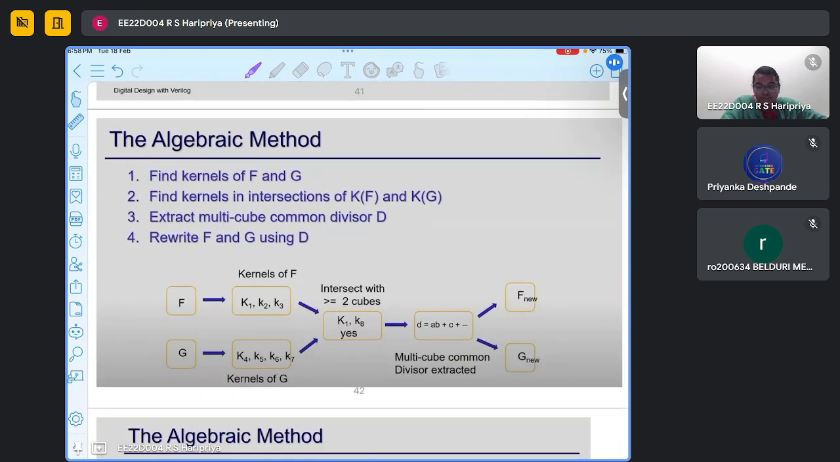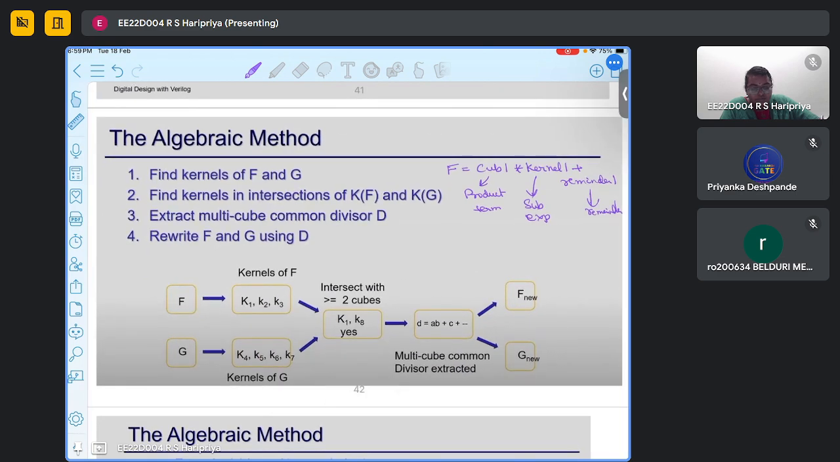So let's go directly to some questions. Like example, the procedure, the algebraic method: f is equal to a cube 1 which is multiplied with the kernel 1 plus remainder 1. So this is a product term and this is a sub expression, and this is the remainder. So we get WZ. So if we have an expression like this, this term we consider as remainder, and this is the kernel 1 and this is the cube 1.